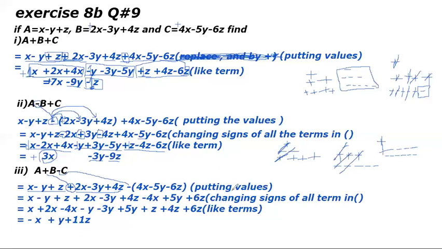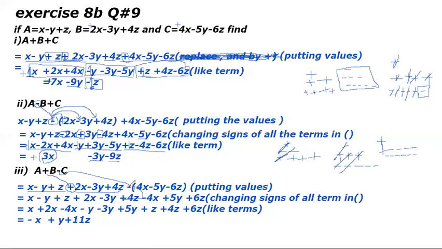Now, after putting values and after putting this C algebraic expression in the parentheses, what we have to do is change the signs of all the terms in the parentheses. We have to change all the signs which are in the parentheses. Okay, 4x has a positive sign. In the next step, this positive 4x will become a negative 4x. Negative 5y will become a positive 5y. Negative 6z will become a positive 6z.